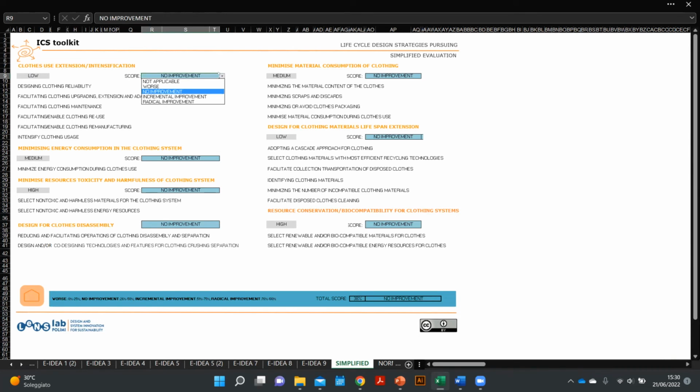score that you're going to give to each guideline. Again, it's very qualitative, so the result you are giving is worse, no improvement, incremental improvement, or radical improvement. But you always have the guidelines under your eyes, so you can think as a team how much your concept satisfies, I don't know, all the guidelines for cloth use extension intensification. And so after the discussion, after the decision, you just come to a result and you give your evaluation here. So this is the simple level. You always have the guidelines in front of you, but you are evaluating just at the strategy level.